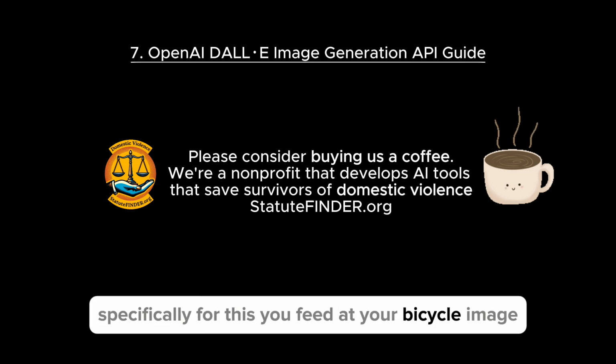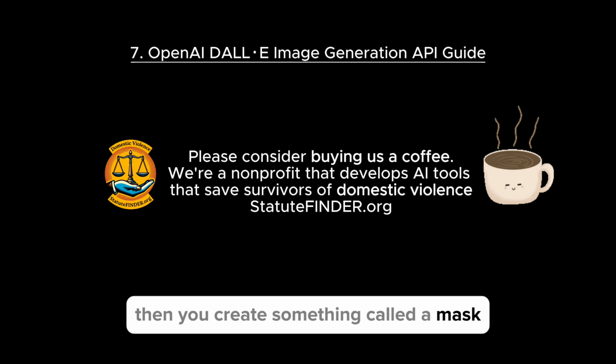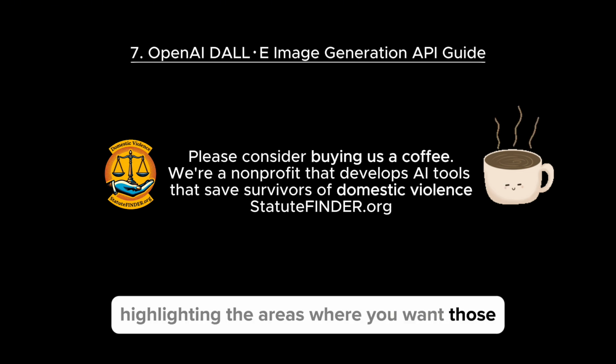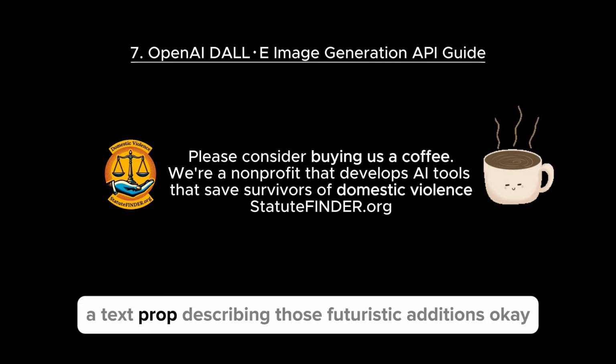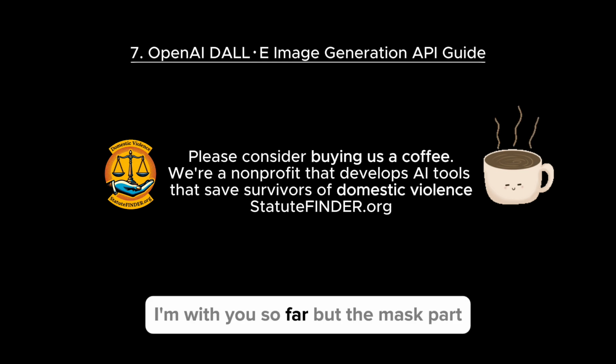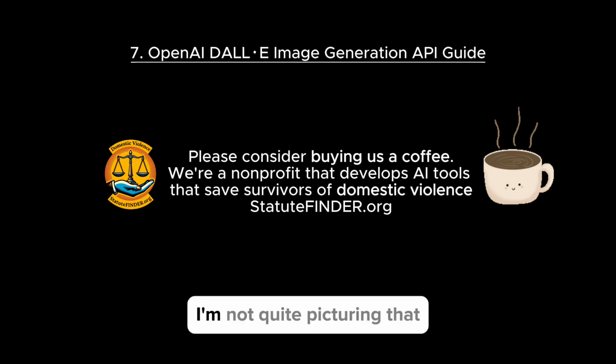You feed it your bicycle image, then you create something called a mask, highlighting the areas where you want those rocket engines to go, and of course a text prompt describing those futuristic additions. Okay, I'm with you so far. But the mask part, I'm not quite picturing that.